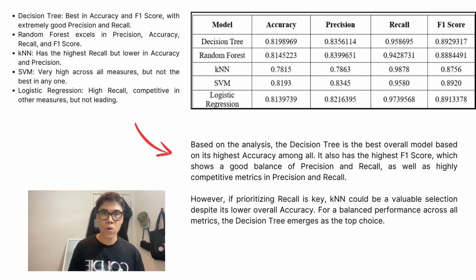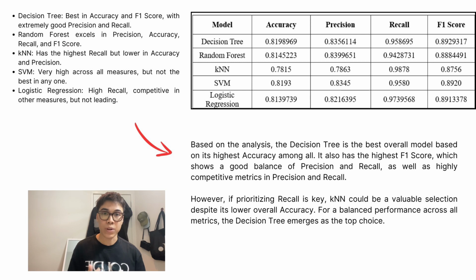Looking at the comparison table, we can see that GCSN3 has the highest value in accuracy and F1 score with extremely good precision and recall values. For random forest, it excels in precision, accuracy, recall, and F1 score. For KNN, it has the highest recall but is lower in accuracy and precision. For SVM, it has very high values across all measures but is not the best in any one.